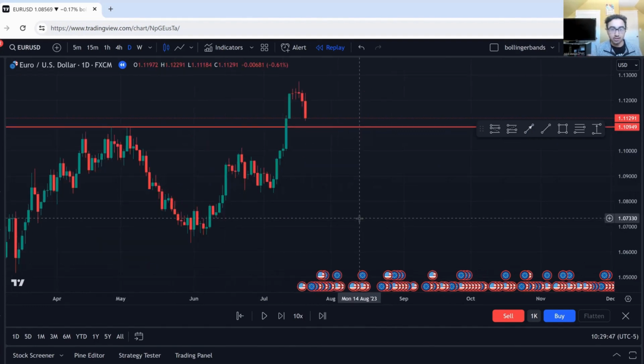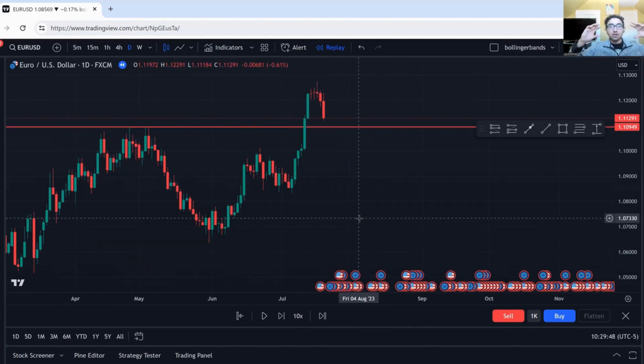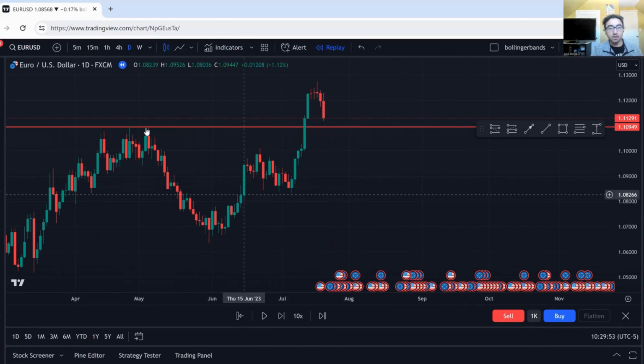I don't really trade liquidity as much anymore. I never visioned it or thought about it as liquidity. I literally just took it as support and resistance, right? But anyways, liquidity has been purged.